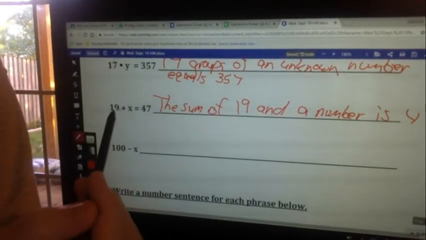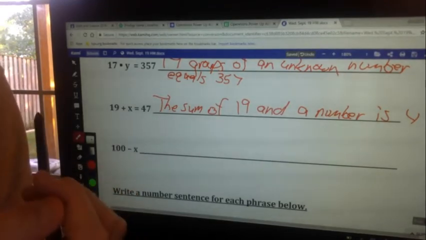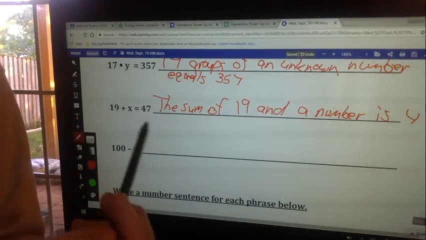Lots of different ways you could say that. You could say 19 plus a number is 47. 19 increased by a number is 47. There's a lot of different ways you could say that. Look at your keyword sheet and find one that you like the best.